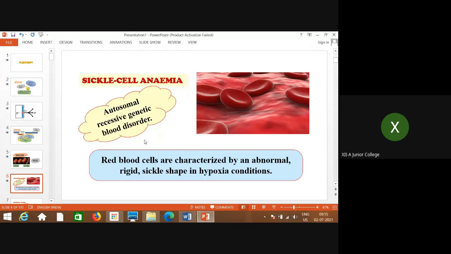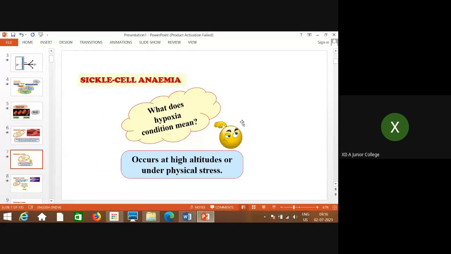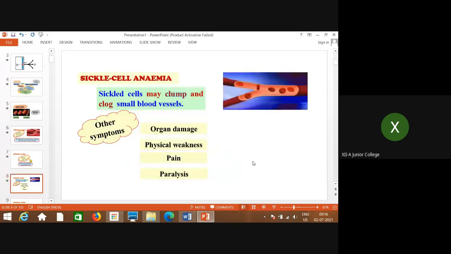This is because of an autosomal recessive genetic defect, that is, a blood disorder. RBCs are characterized by an abnormal, rigid sickle shape in hypoxia condition. What does hypoxia mean? Hypo means below. When the oxygen level is below normal, the cells which are normally disc shaped or rounded become sickle shaped. What is the hypoxia condition? It occurs at high altitude or under physical stress.